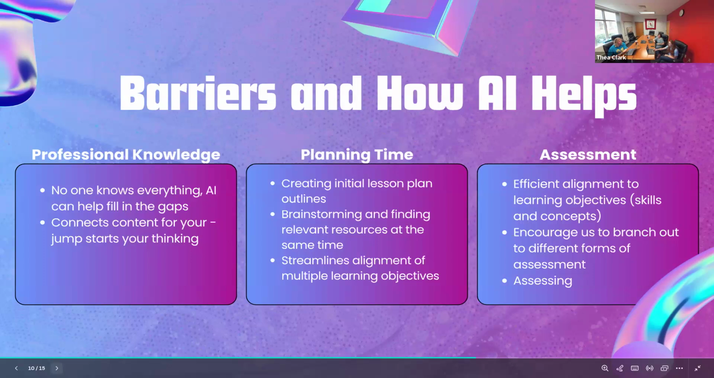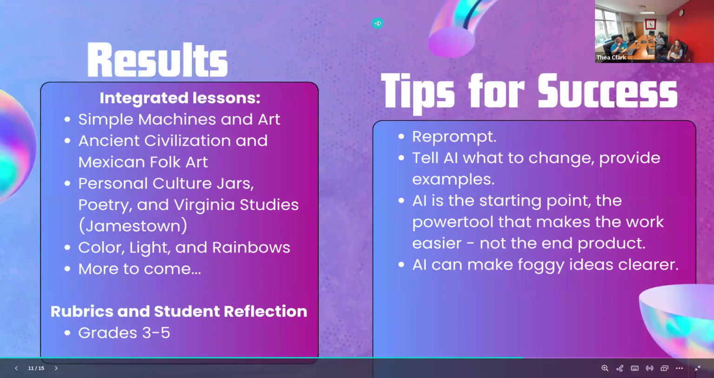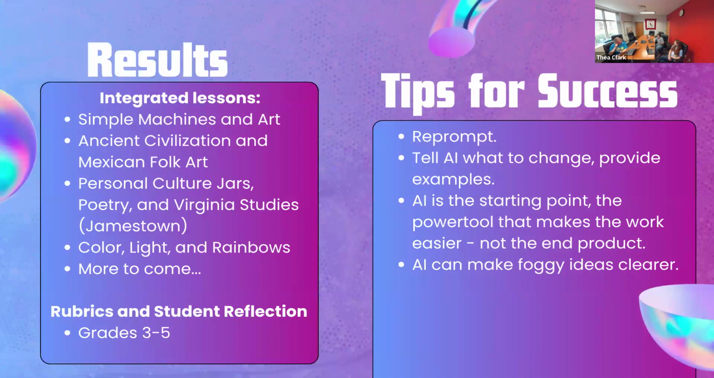So it makes it possible to do the rubrics, which is a big deal. So here are some of the things that I have done with the help of AI. A lot of this is third grade: simple machines in art, ancient civilizations and Mexican folk art.